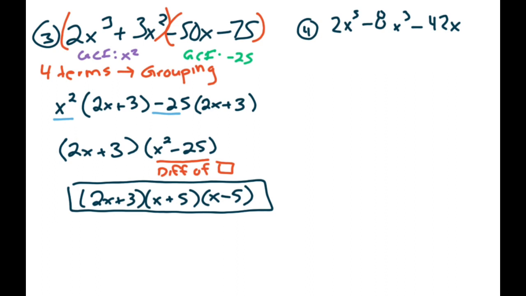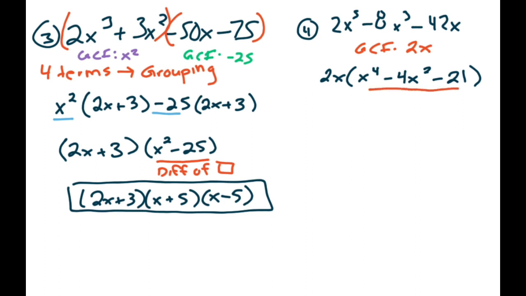And then 4. First thing I notice is that I can factor out a GCF of 2x from each term. So I put a 2x on the outside, which leaves me with x to the 4th minus 4x squared minus 21.